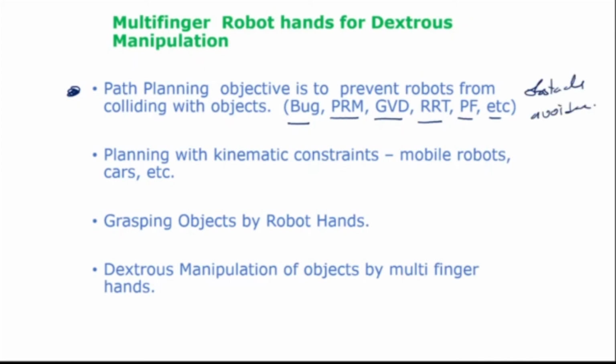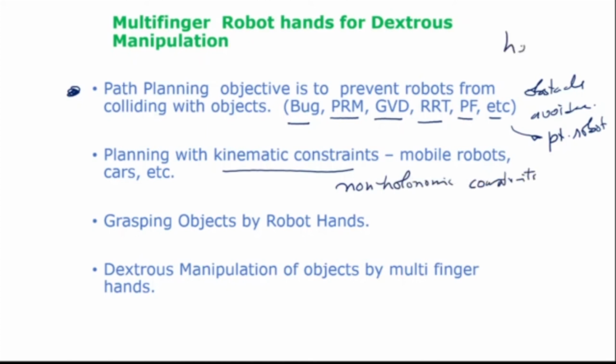Okay, it was obstacle avoidance. Then here we made the assumption that it was a point robot and it could move in any direction. Then we talked about planning with kinematic constraints. In the case of mobile robots, cars, where there were non-holonomic constraints.